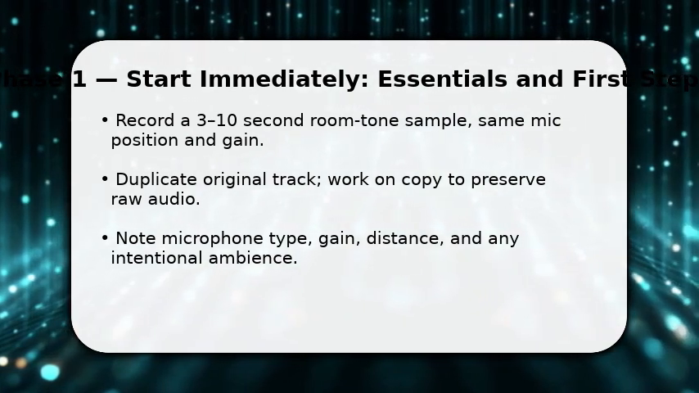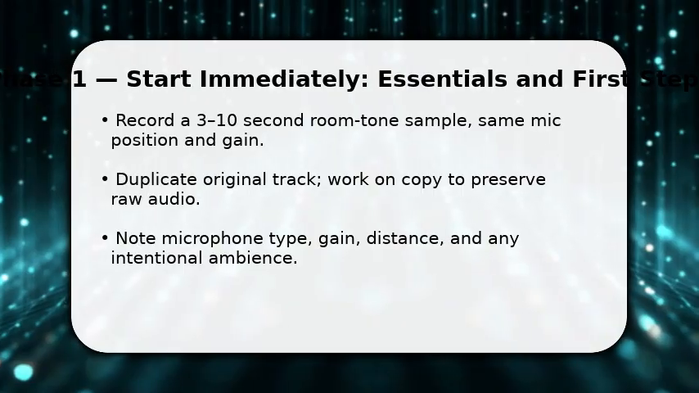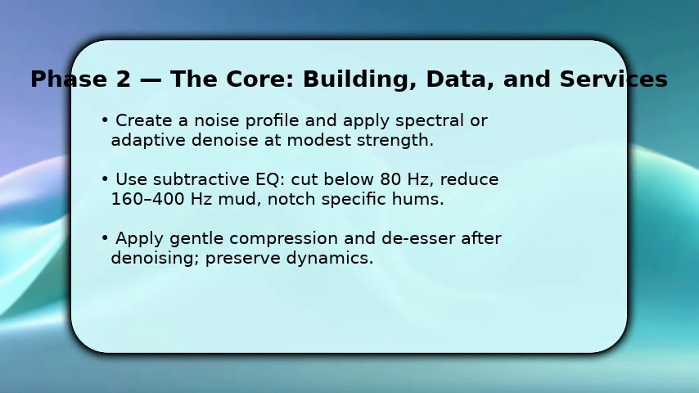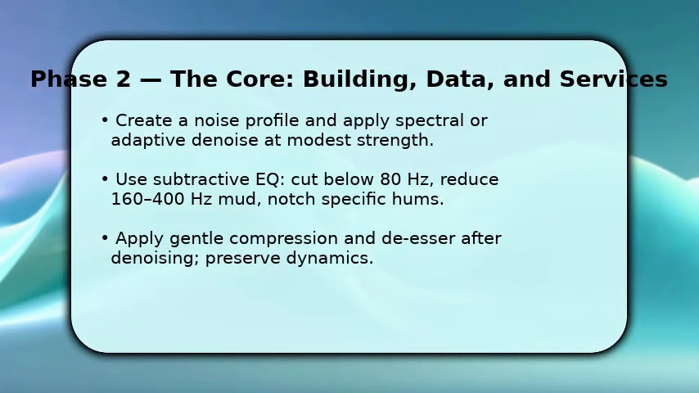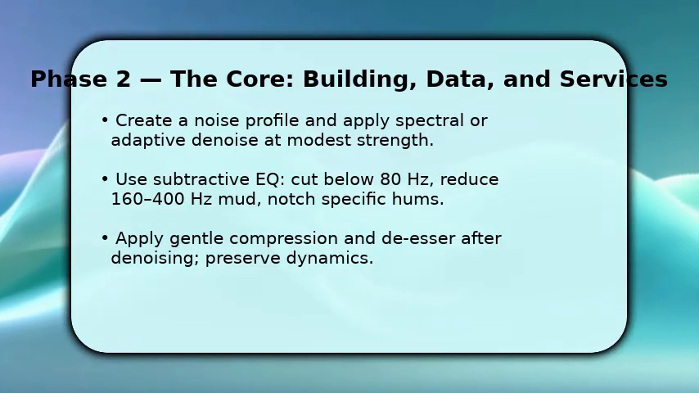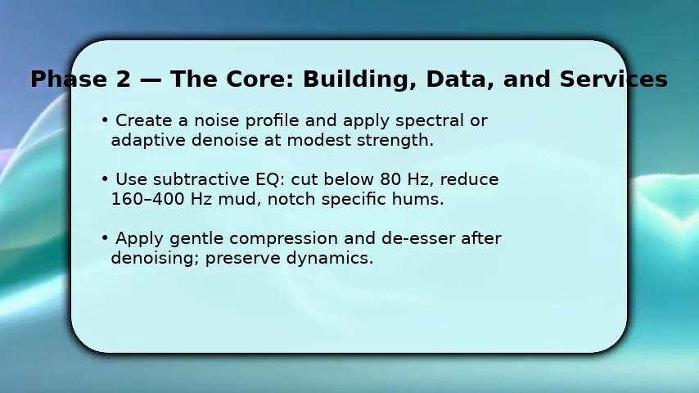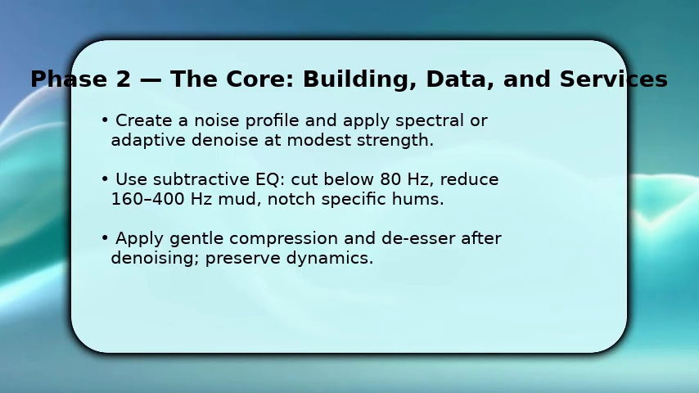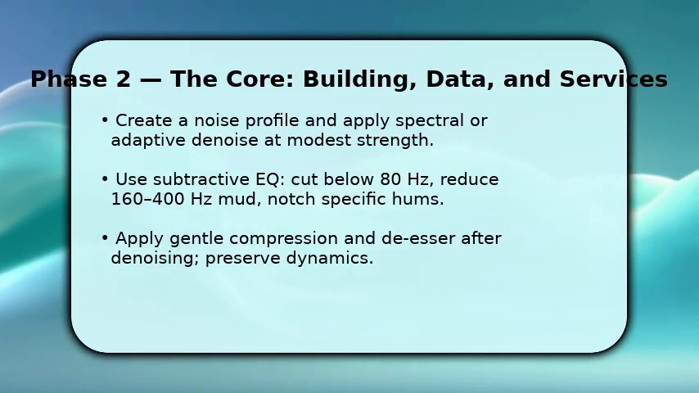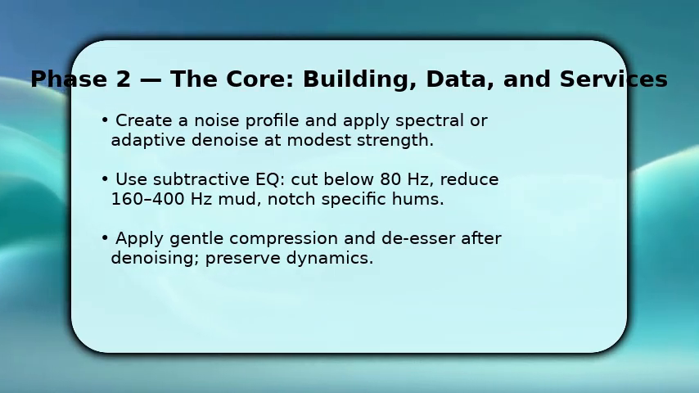Next, create a noise profile from your room tone and apply spectral or adaptive denoise. Start with modest strength so speech stays natural. Once the bulk of noise is gone, open an EQ and perform subtractive moves. Roll off below 80 Hz, reduce 160-400 Hz mud, and notch any persistent hums at identified frequencies.